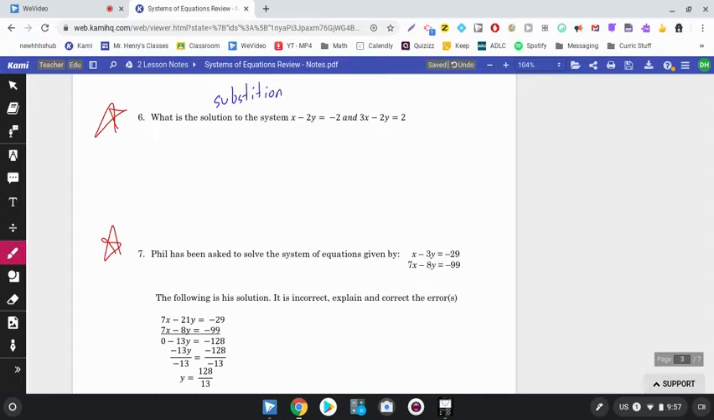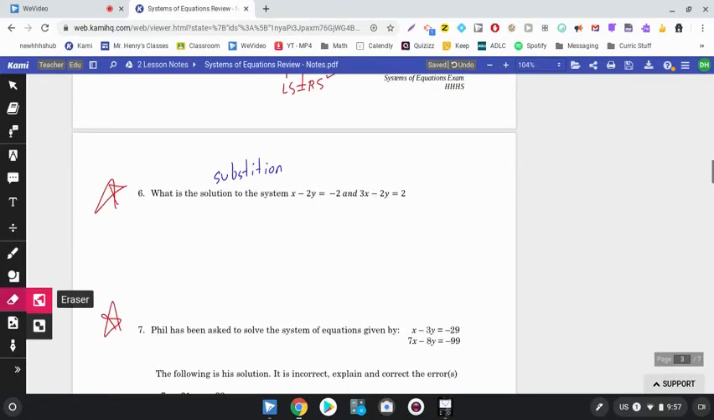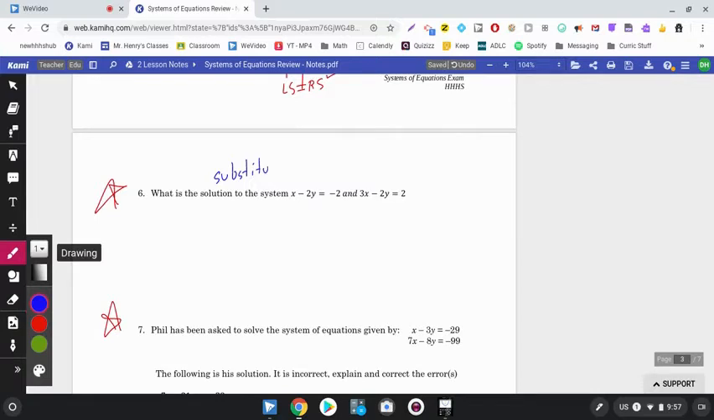Okay. Substitution. What I'm going to look at is I have equation 1 and I have equation 2. With substitution, I need to pick either of my equations. It doesn't matter which one. And then I'm going to rearrange it for x equals or y equals. The reason I chose substitution is because it's really easy to get this equation to x equals.